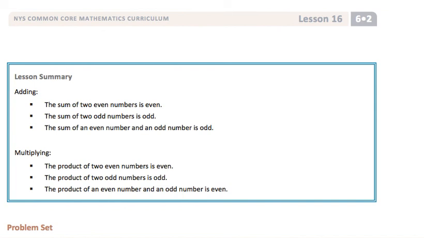In summary, when you are adding, the sum of 2 even numbers is even, the sum of 2 odd numbers is even, the sum of an even number and an odd number is odd. When you're multiplying, the product of two even numbers is even, the product of two odd numbers is odd, and the product of an even number and an odd number is even.